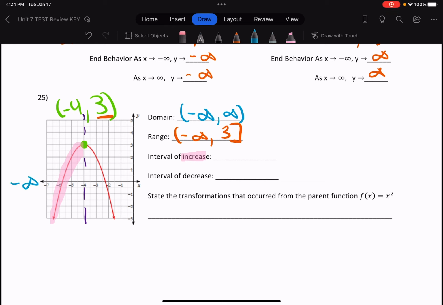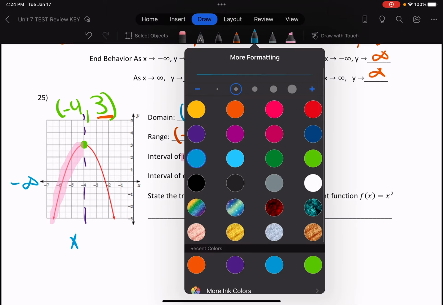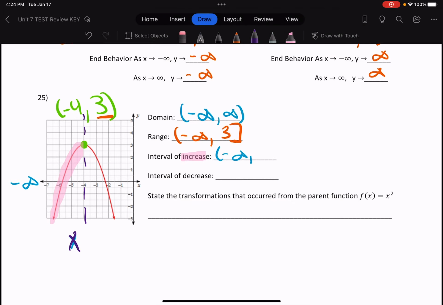So that's going to start all the way over at -infinity, which we don't really know what -infinity is. We just know it's going to continue increasing from the left-hand side all the way until we get to our axis of symmetry, which in this case is at x = -4. So when I write that interval of increase, it's going to be from -infinity to -4.